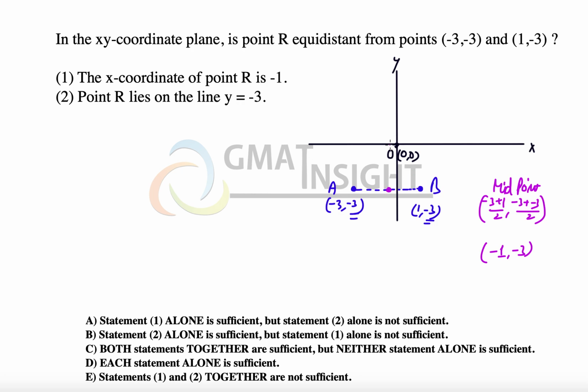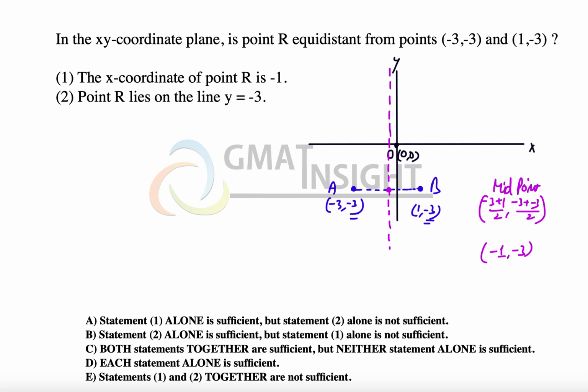So if we draw any point on this xy plane which is on this purple line which has the x coordinate -1, then the point will always be equidistant from points A and B, because every point here will have the same distance from A as it has from point B.